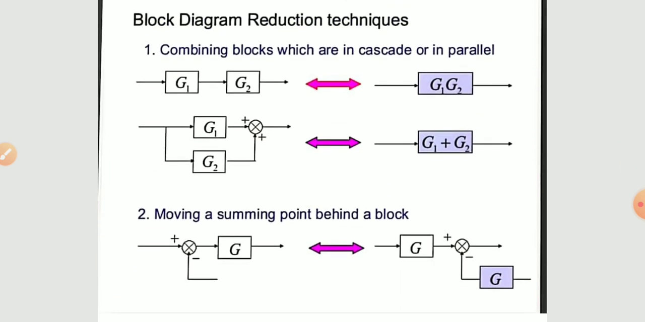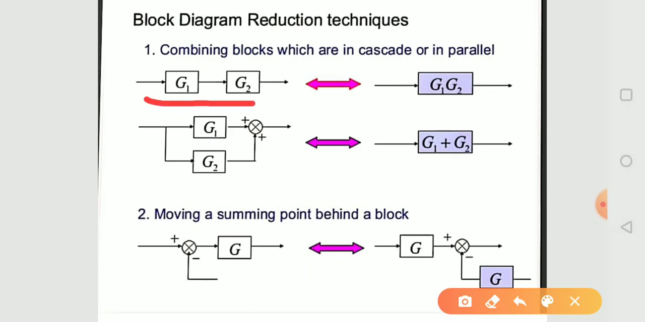Block diagram reduction technique. Now the first rule is combining blocks which are in cascade or in parallel. If we see here, these blocks are in series, and we can say in cascade, and these blocks are in parallel. If there are two blocks in series, then the output we will get is G1 into G2.